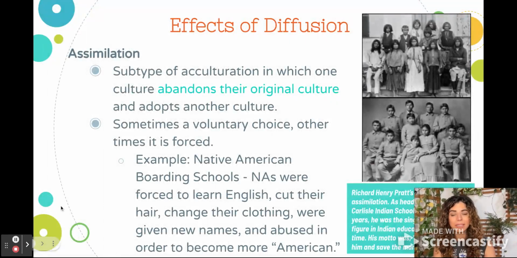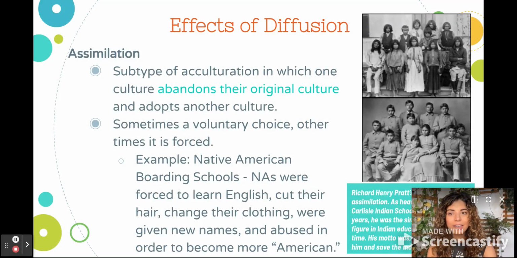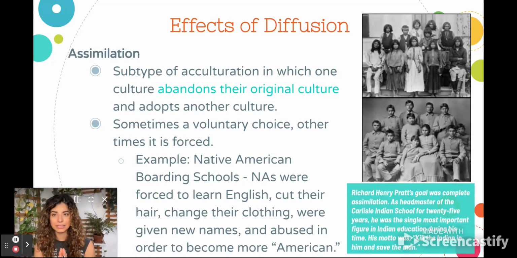So then we have assimilation. So this does have some differences here. So this is a subtype of acculturation in which one culture will abandon their original culture and adopt another one. This is done voluntarily, but not as often. Typically, we do see this as more like forced.